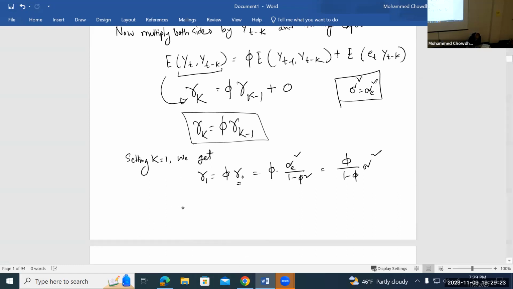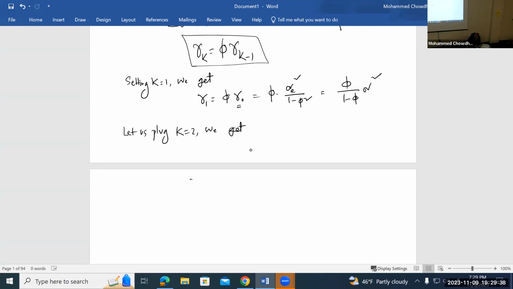Now let us plug k equal to 2. If I plug k equal to 2 in this formula, we get this one. In this case, if I plug in gamma 1 equal to phi over 1 minus phi sigma square, then we are getting phi square over 1 minus phi sigma square.